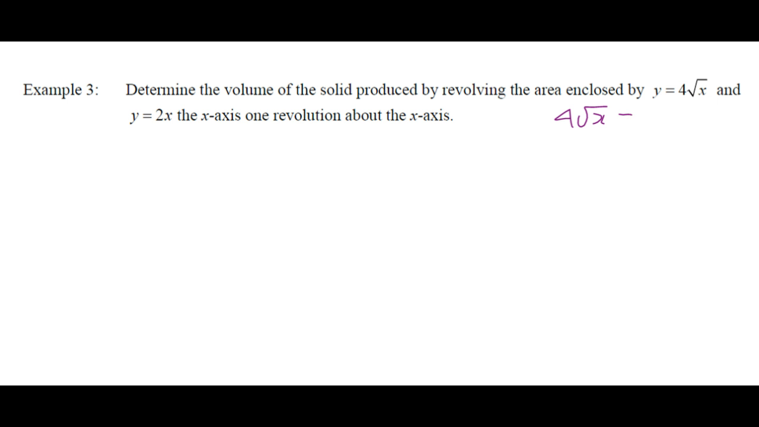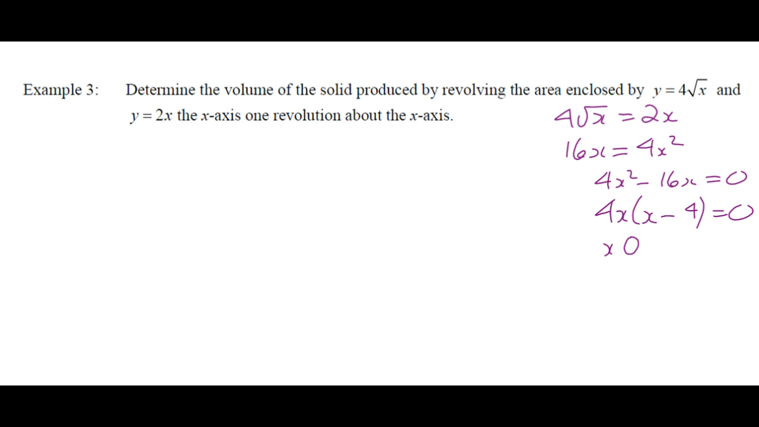So 4 root x equals 2x. Okay, so solve that. And so what do you do? Square both sides? Minus 4. Okay, so they're going to meet at 0 and 4.